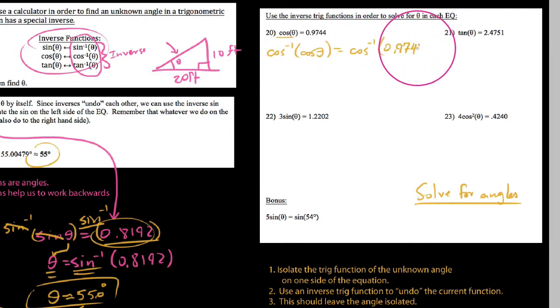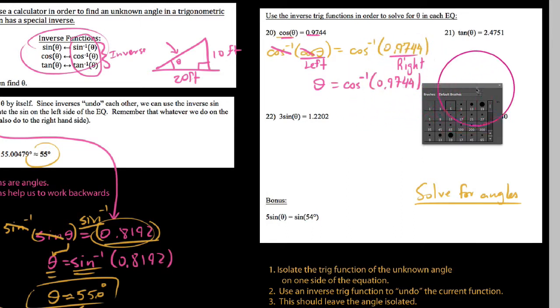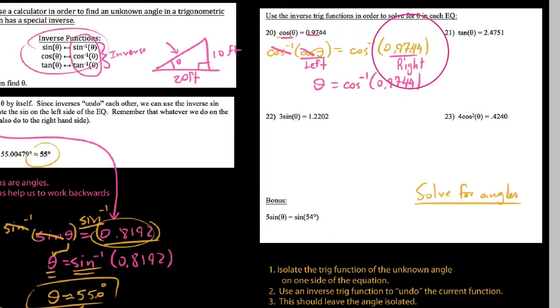We want to make sure that when we're writing this cosine inverse, we're saying cosine inverse of the left-hand side. Everything goes in there. And we have cosine inverse of everything that used to be on the right-hand side of this equation, these things here. And so these things cancel out, showing our work there. We get theta equals cosine inverse of 0.9744. So really we're trying to ask this question, what did we take the cosine of to get this answer?